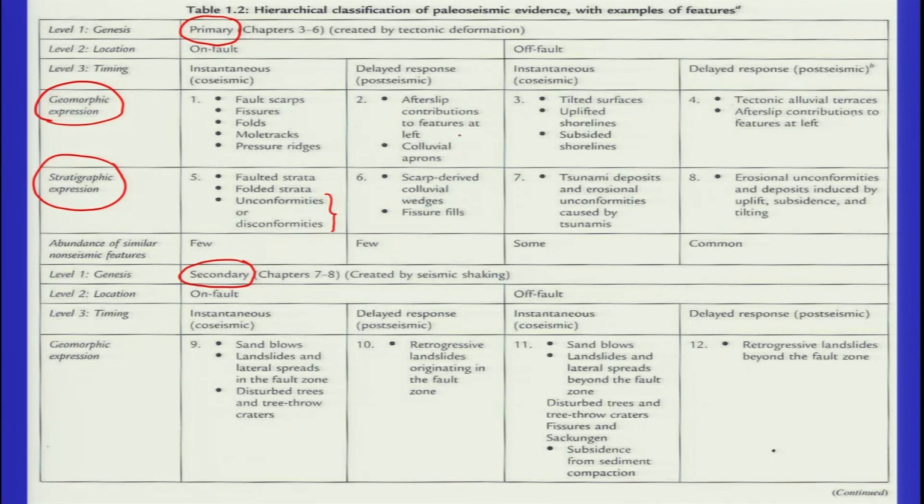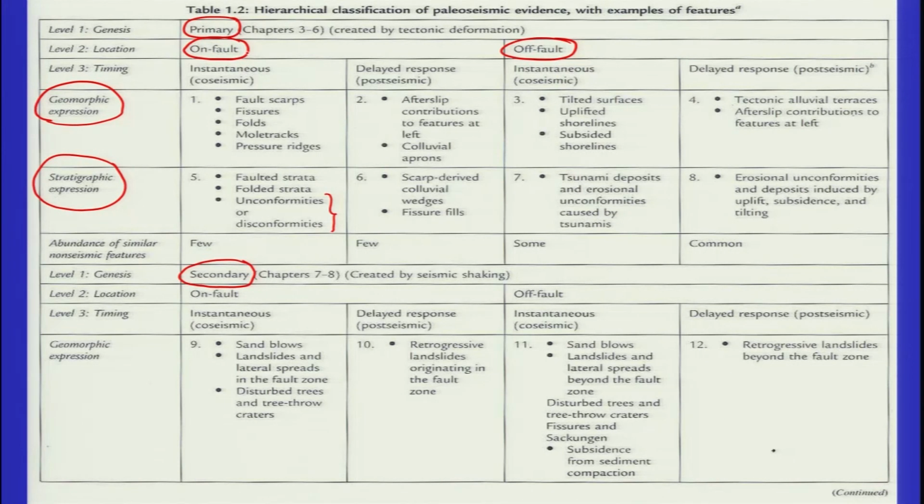This will be after the, so whatever fissures have been formed will be covered by the next sedimentation, and that is what you see as the delayed response. Then coming to the off fault, so these are the signatures, that is you are having primary and on fault, whereas this one is your off fault, and again what you see is the off fault instantaneous during the co-seismic.